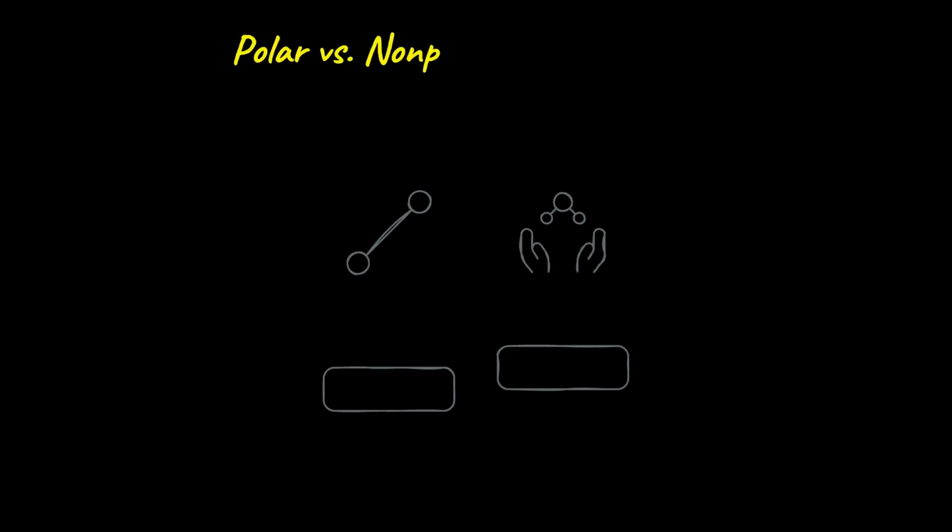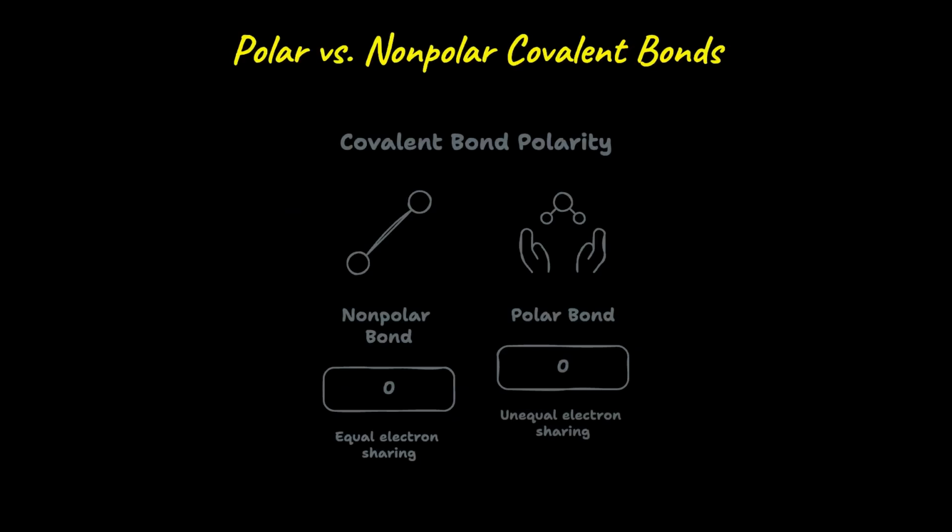More shared pairs means a shorter, stronger bond, which is why nitrogen gas, with its triple bond, is remarkably chemically inert. When identical atoms bond, electrons are shared equally, a nonpolar covalent bond. When atoms of different electronegativity bond, the more electronegative atom pulls the electrons closer, creating partial charges.